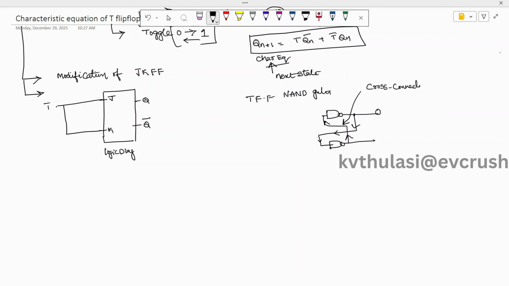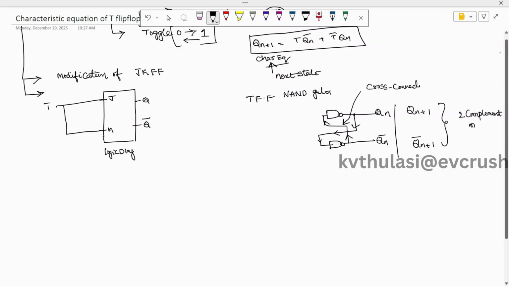Here the inputs we give are Qn and Qn bar, and the outputs you are going to have are Qn+1 and Qn+1 bar. These are two complementary states. Therefore, two states are there. This is called a bistable memory storage device, with two stable states. Now let's discuss this in detail.